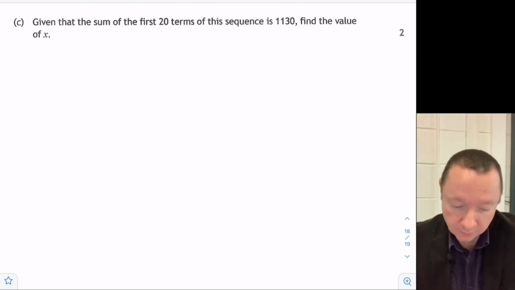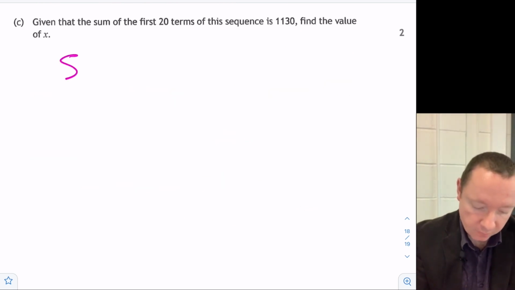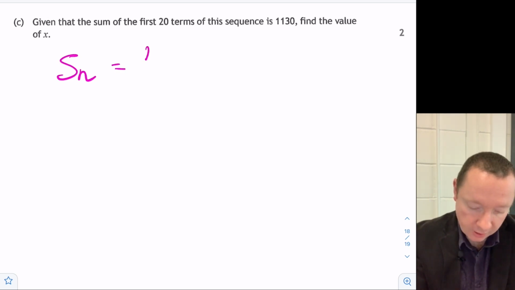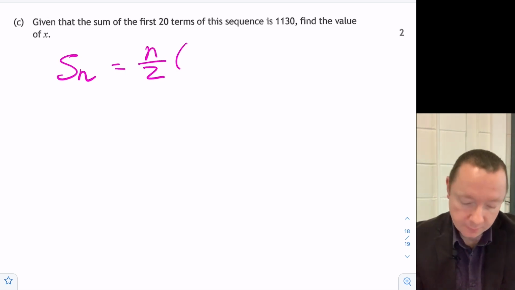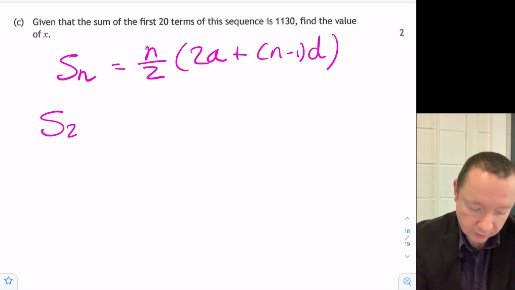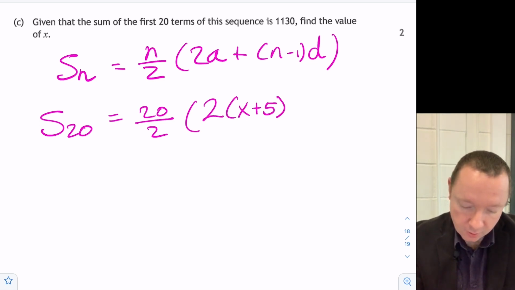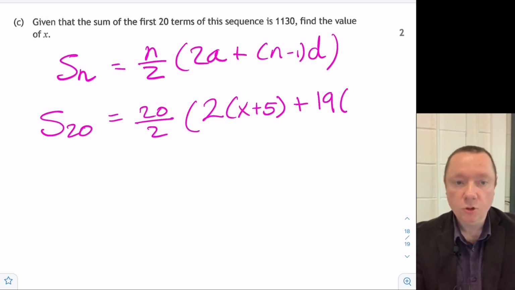The sum of the first 20 terms of the sequence is 1,130. Find the value of x. So remember, the sum is n over 2 times (2a plus (n minus 1) d). So that's 20 over 2 times 2 times a, but remember a is x plus 5, plus 19 times our common difference, which is 2x minus 3.